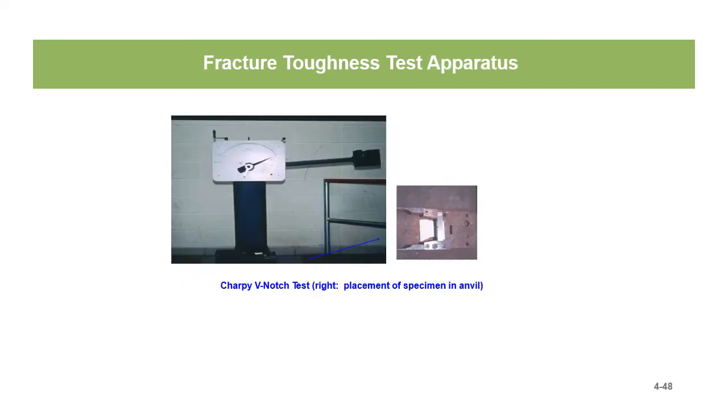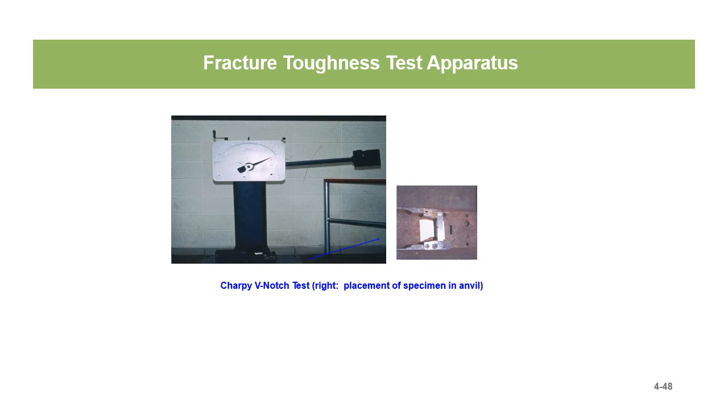Here's a fracture toughness test apparatus, the Charpy V-notch test. You can see the placement of the specimen in the anvil, waiting for the hammer to be let go and introduce the kinetic energy, the impact energy, into that specimen. Then you measure how much energy the specimen absorbed, and that tells you how tough the material is.